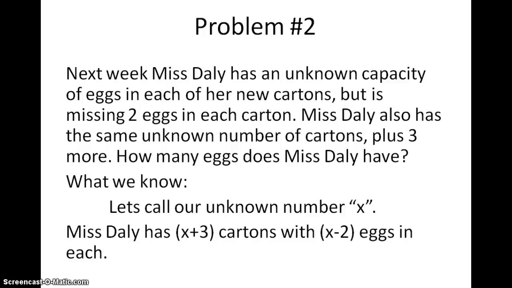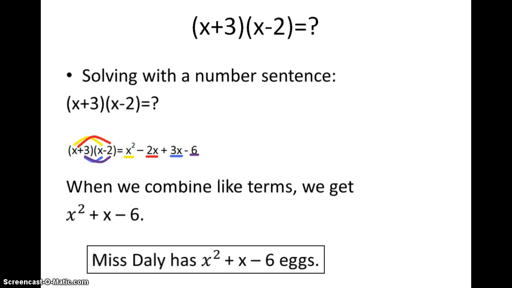So starting with what we know, let's start by calling our unknown number x. Miss Daly has x, an unknown number, plus those 3 extra cartons. So x plus 3 cartons. And in those cartons, she has a capacity for x, an unknown number of eggs, and each carton is missing 2. So we have an unknown amount minus 2 eggs in each of those cartons.